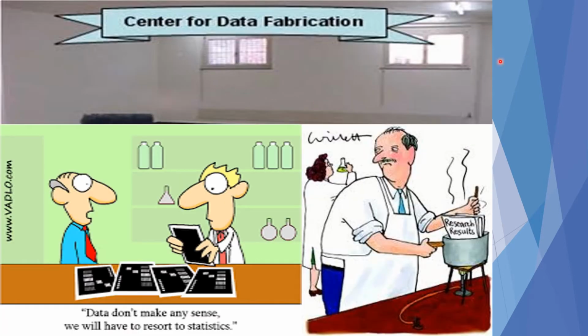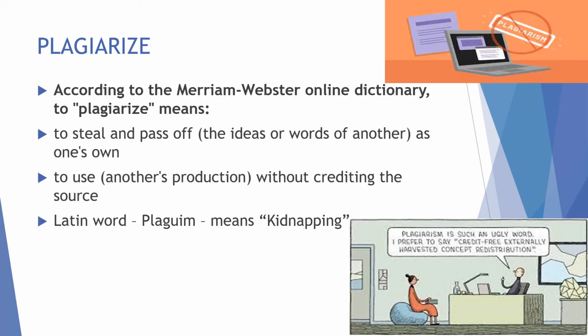Here you have the Center for Data Fabrication. Here the scientist is cooking up all these results. Data do not make any sense. You will have to resort to some kind of statistics. So in all these ways fabrication is being done. Then we move to plagiarism.